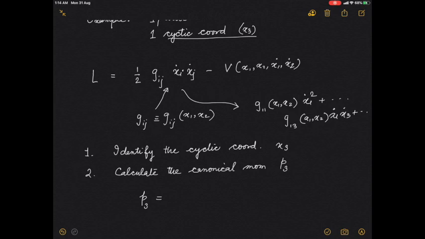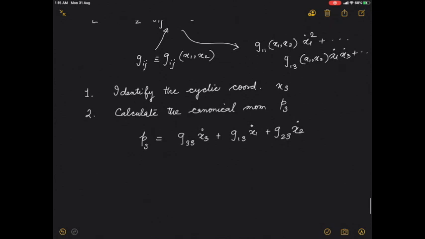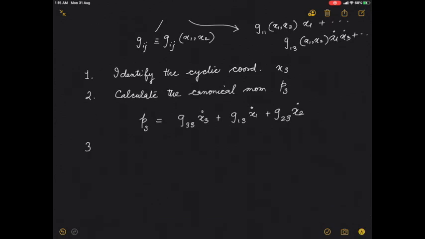If you calculate p3, there will be an x3 dot squared term, which will give me g33 x3 dot, and there will be terms with 1 and 3 which will give you x1 dot. Please work this out by yourself once, so you'll get these terms. And this is, again, a general case. We will work this out for the central force problem. The central force problem is a classic example where all these things come together. So once we go through it, we'll work out everything.